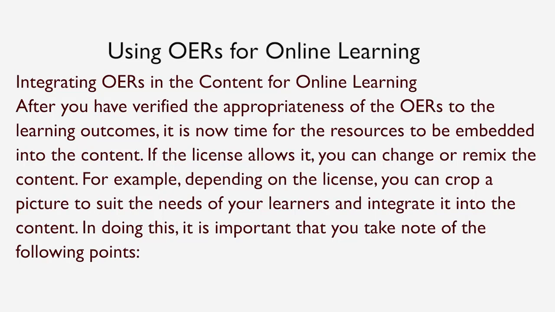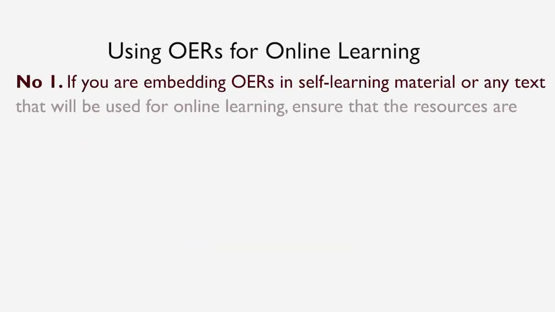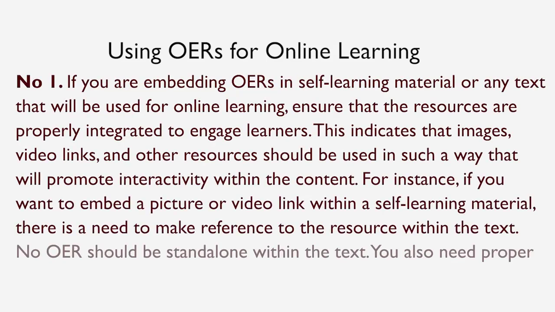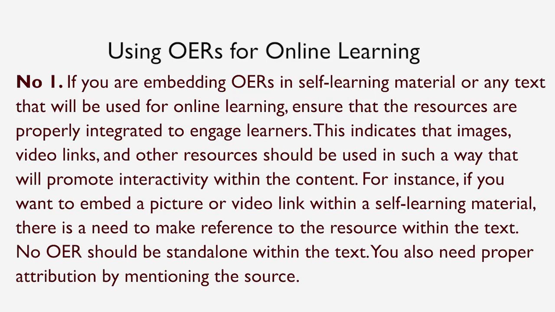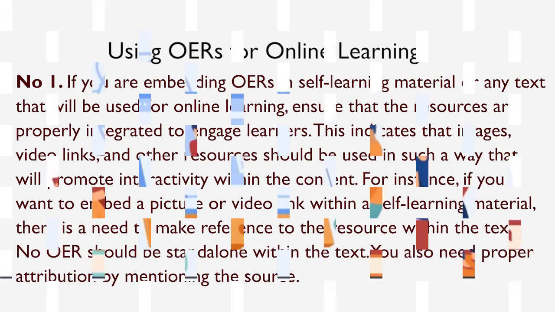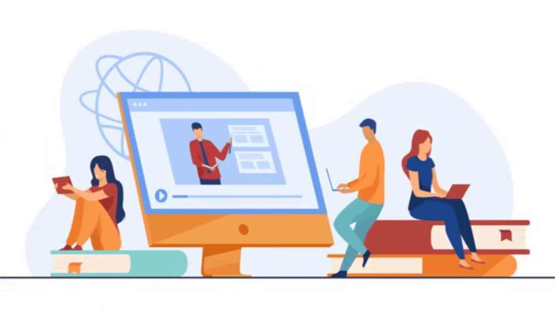If the license allows it, you can change or remix the content. For example, depending on the license, you can crop a picture to suit the needs of your learners and integrate it into the content. In doing this, it is important that you take note of the following points. Number one, if you are embedding OERs in the self-learning materials or any text that will be used for online learning, ensure that the resources are properly integrated to engage learners.